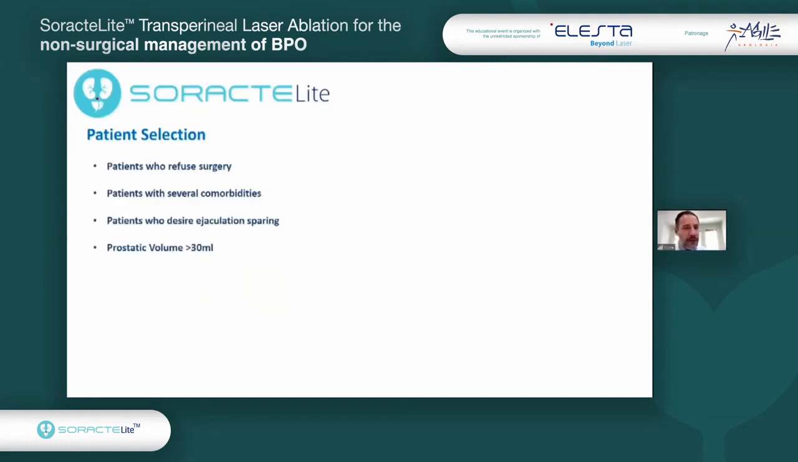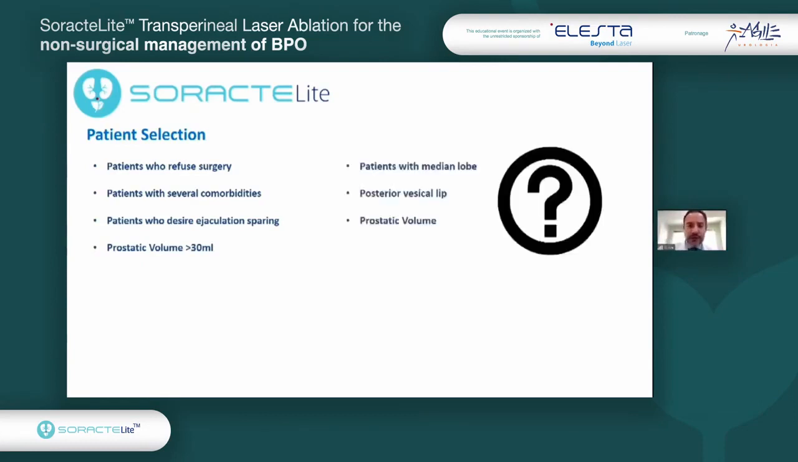What we already know is that we can treat patients who refuse surgery, or patients who cannot undergo surgery because of a lot of comorbidities. So we can use this treatment for all the patients who desire to spare ejaculation. And one of the critical points is that we can treat only prostates which have more than 30 milliliters in volume. And this is for a technical point of view that I'll show you later on.